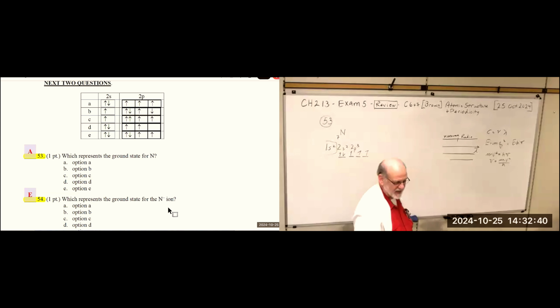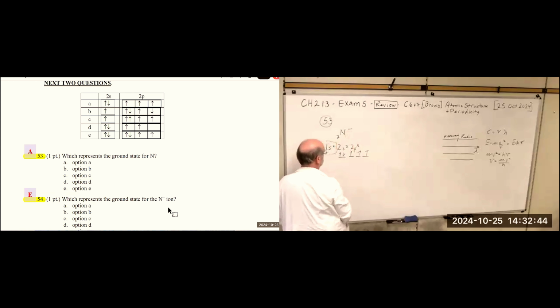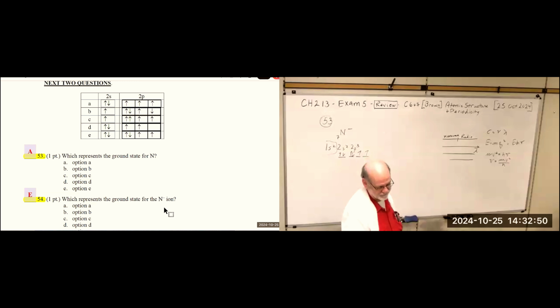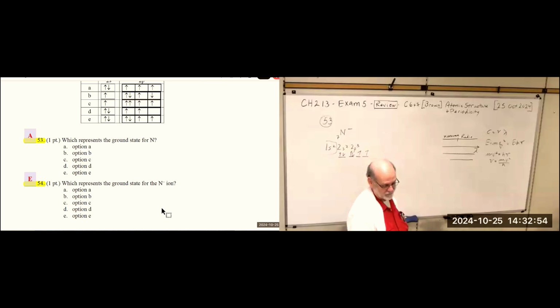How about the N minus ion? How do you make that? You add an electron. Where does it go? Right there. So it's 2, 2, and 1, 1. So E would be the best answer for that one.